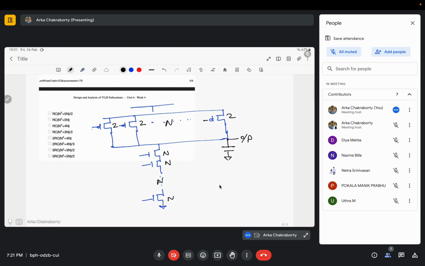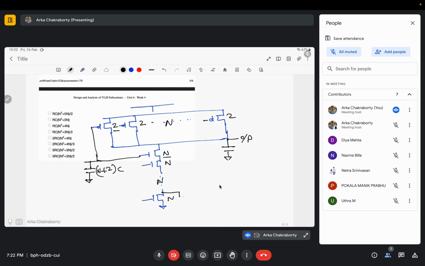Let us look into this easy one first. As these are connected, what will be the capacitance here? How much would it be? NC from this one and 2C from this one. So what will be the capacitance here? Yes, N plus 2C. N plus 2C.